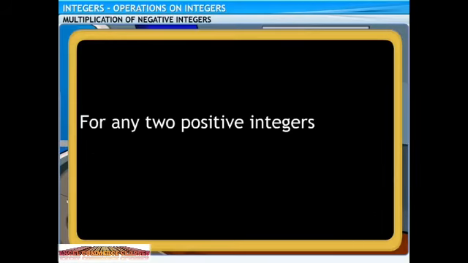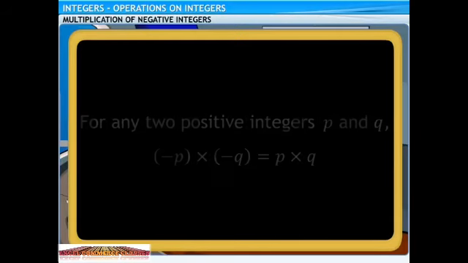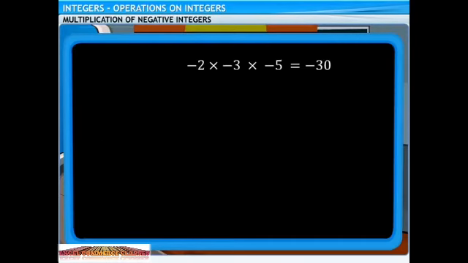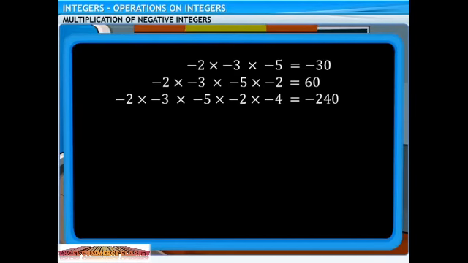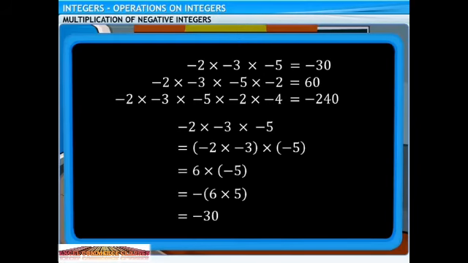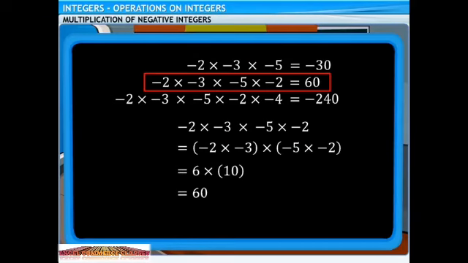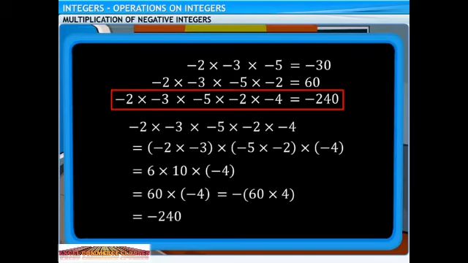So in general, for any two positive integers, p and q, minus p multiplied with minus q is equal to p multiplied with q. Let's now find the product of three or more negative integers. Take a look at the examples given here. You have seen that the product of two negative integers is positive. And in these examples, you can see that the product of three negative integers is negative. That of 4 is positive. And that of 5 is again negative.